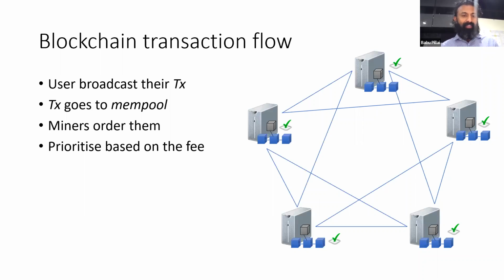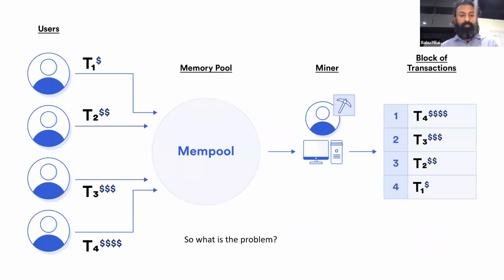To get the context going, blockchain transaction flow: a user broadcasts a transaction, it goes to a mempool, and miners pick those transactions, order them, and prioritize those transactions based on transaction fee. In a picture form, it looks like that. We have many transactions, 1, 2, 3, 4, with different prices going into this mempool, and miners pick them and prioritize based on the fees, because higher fees go up, or lower fees go down. Is there any problem here? No. Okay, that's what we're going to look at.